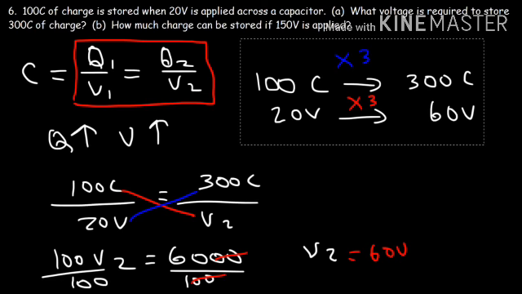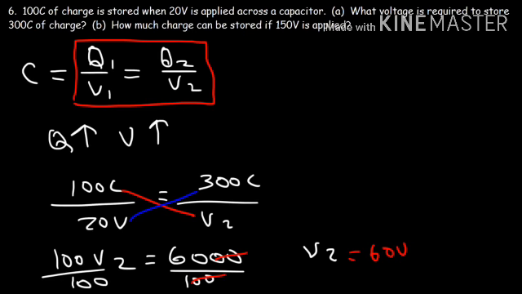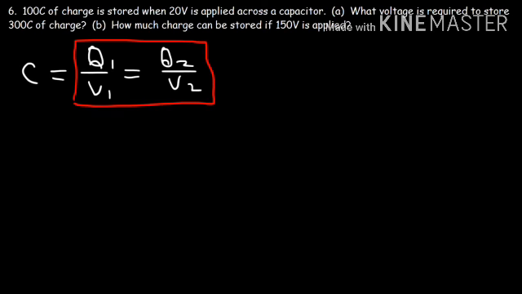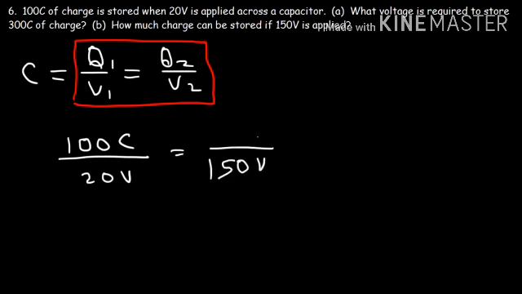Now what about part B? How much charge can be stored if 150 volts is applied? Well, let's use the same equation. Let's keep Q1 as 100 coulombs, and V1 is still going to be 20. So V2 is now 150, and let's solve for Q2. So let's cross multiply. We're going to have 20 Q2 equal to 100 times 150. And that's 15,000.